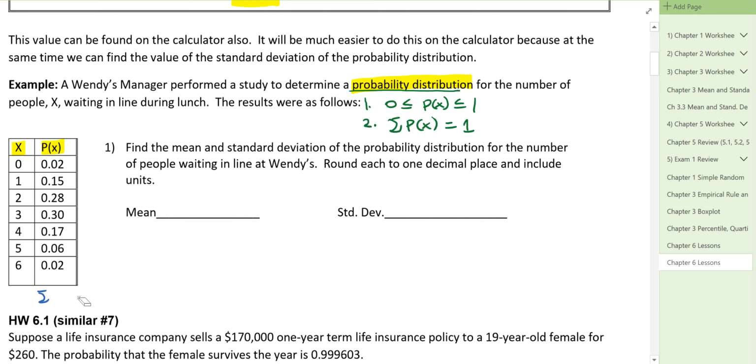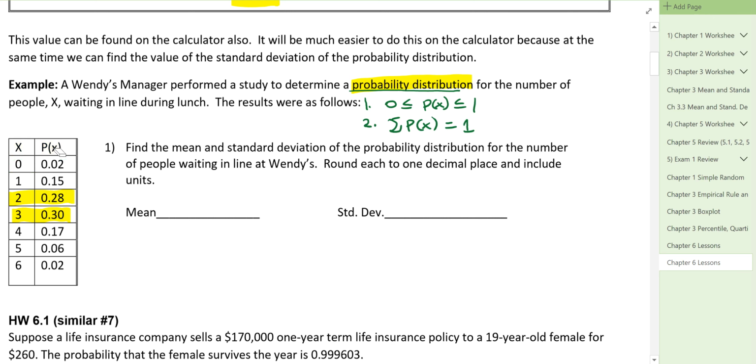Now let's interpret what this means. 0.02 means that the probability of having no one waiting in line is 0.02. Let's do one more. For 4, this line here means the probability of having 4 people waiting in line during lunchtime is 0.17. Notice that the highest probability is given by 3. The probability of having 3 people waiting in line during lunchtime is 0.3, and the second highest is given by 2 people waiting in line.